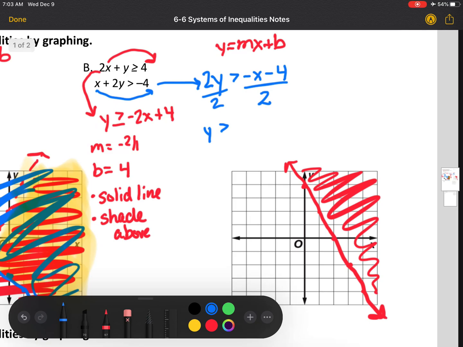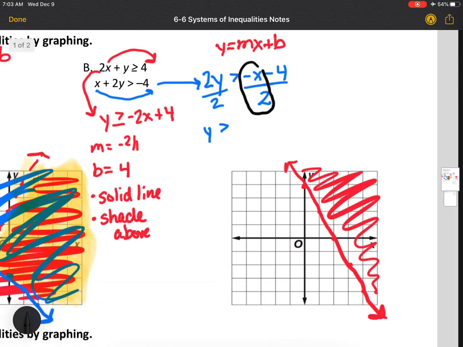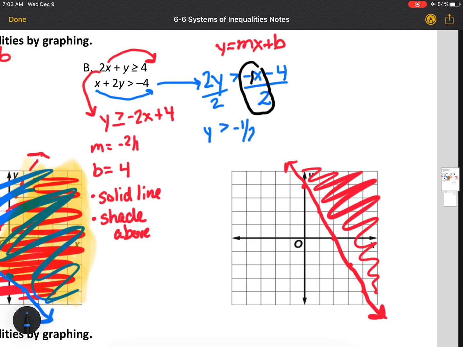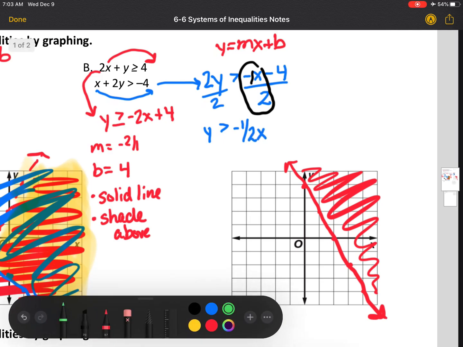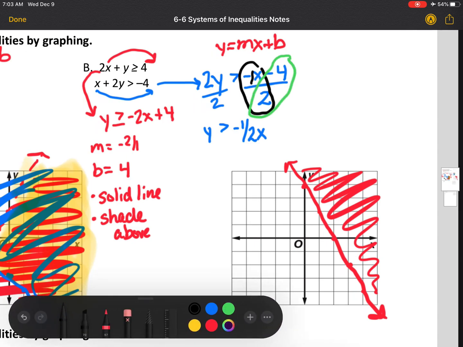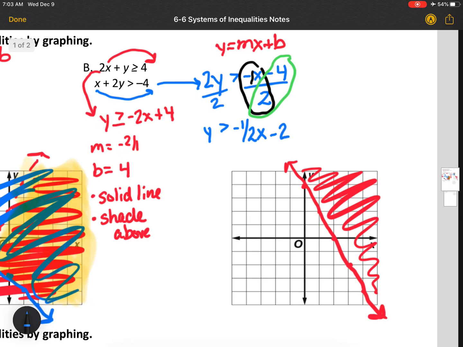Then I have this right here, negative x over 2. Well, there's really a 1 right there, so this is the same thing as negative 1x over 2, or negative 1/2 x. And then the other one, negative 4 divided by 2 is just negative 2. So there we go. I got my slope, which is negative 1/2. There's my rise over run, and my y-intercept is negative 2. It's tacked on the end.